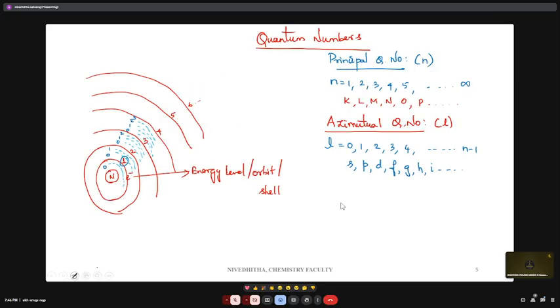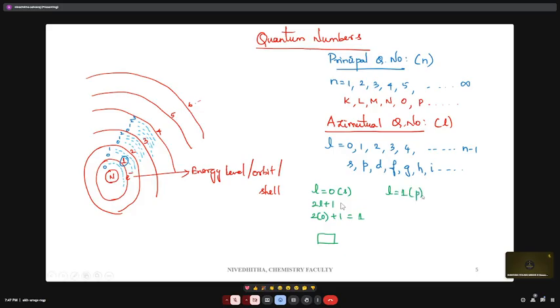Now the subshell I'm going to talk about is l equal to 0, which is the S subshell. Could you please tell me how many orbitals are present in the l equal to 0 subshell? What is the formula? 2l plus 1, so 2 into 0 plus 1. So only one orbital is present in the S subshell, and to represent that one orbital, I have to draw one box.